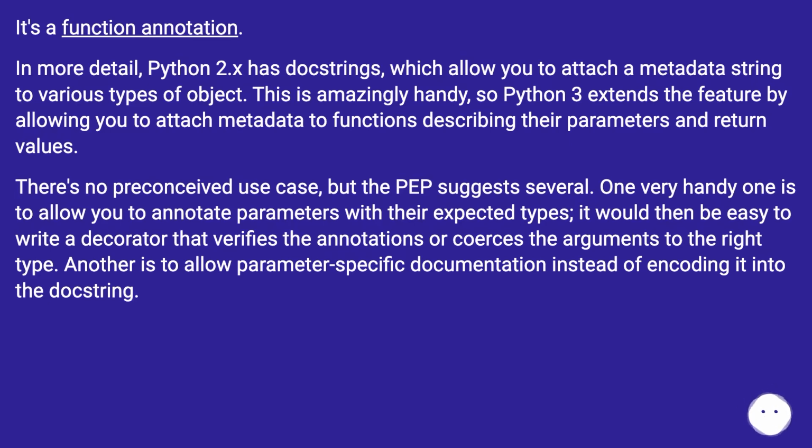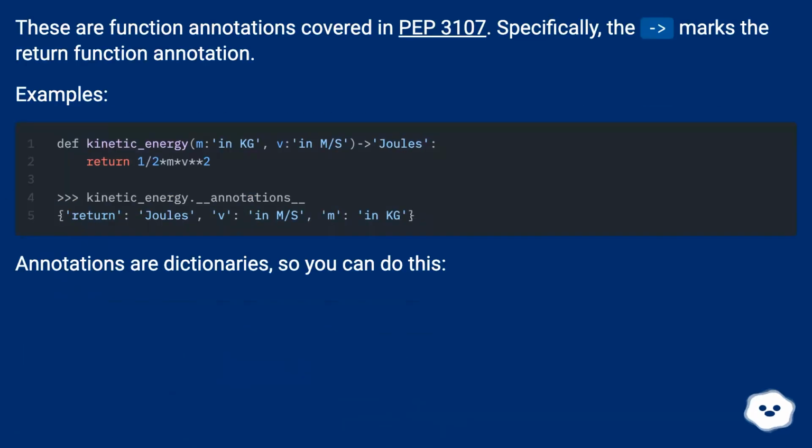One very handy one is to allow you to annotate parameters with their expected types. It would then be easy to write a decorator that verifies the annotations or coerces the arguments to the right type. Another is to allow parameter-specific documentation instead of encoding it into the docstring. These are function annotations covered in PEP 3107. Specifically, the -> marks the return function annotation.